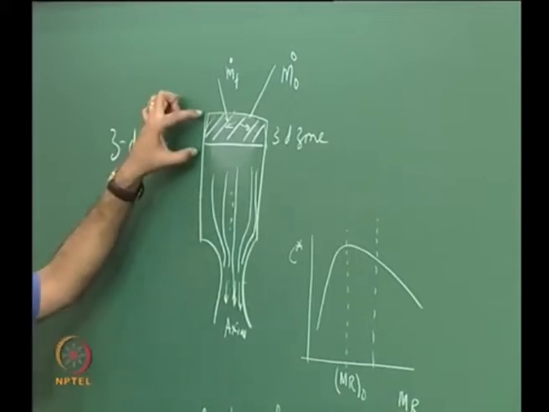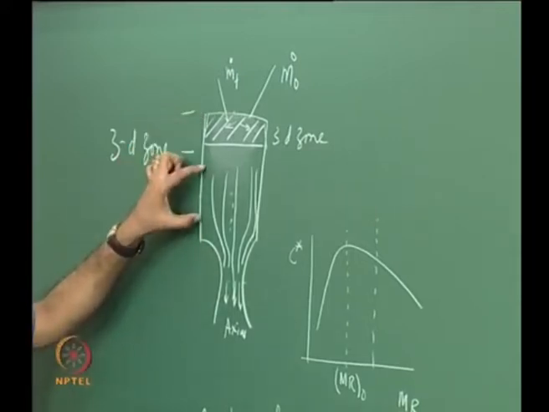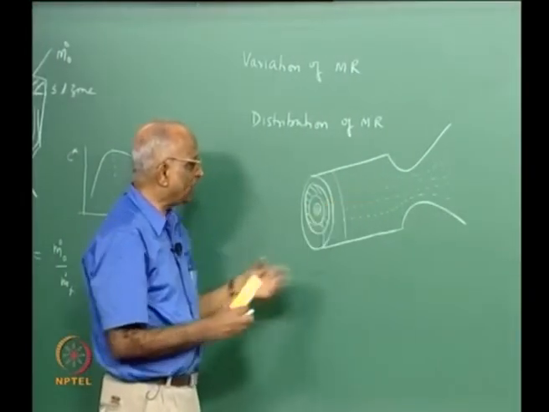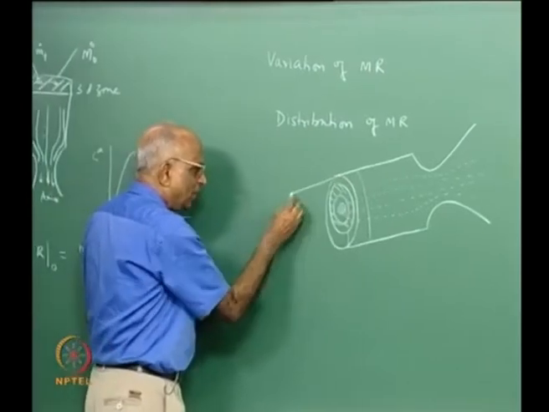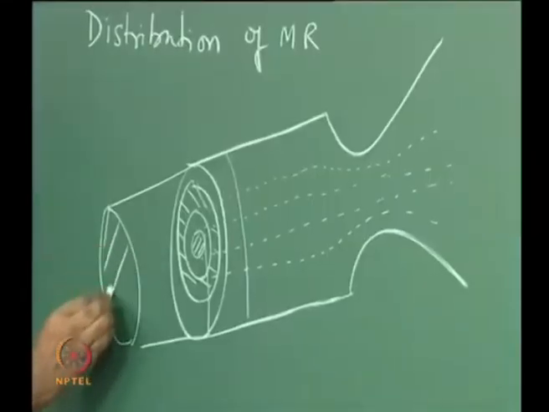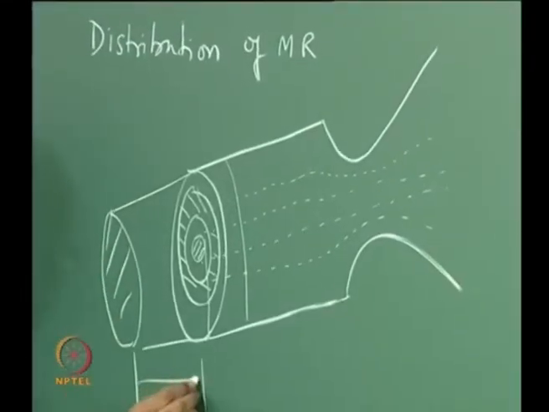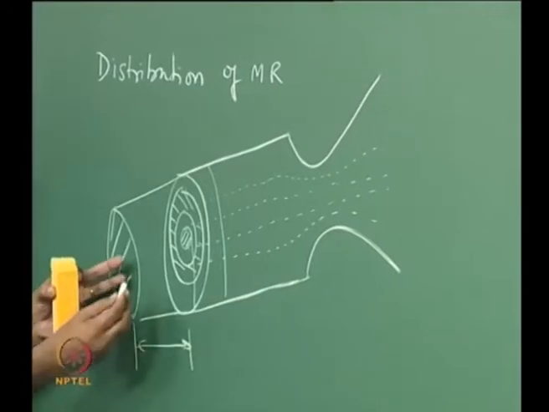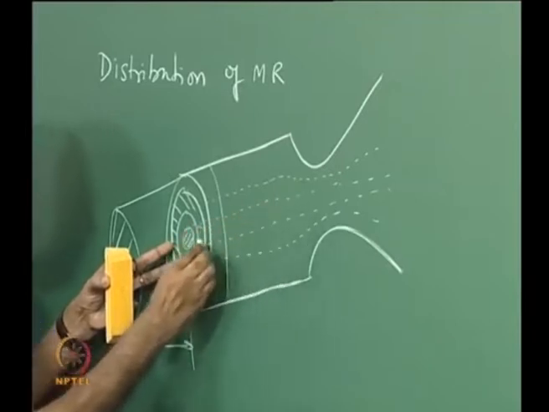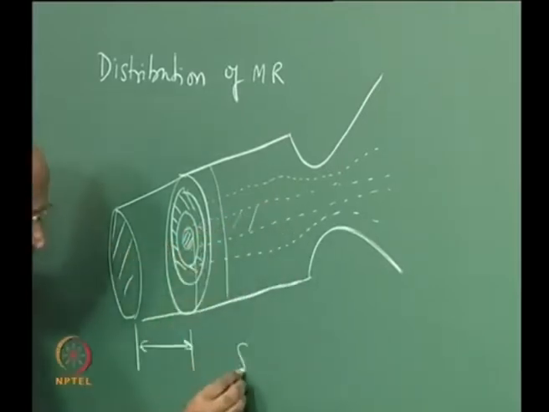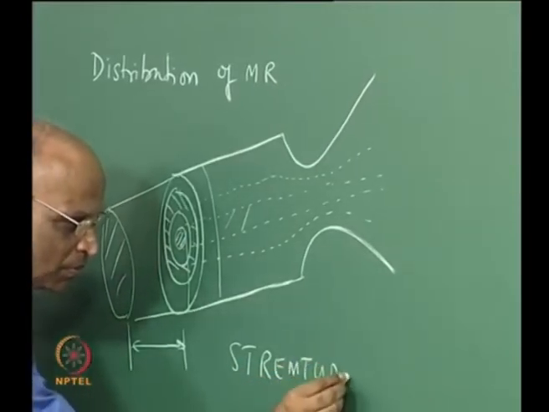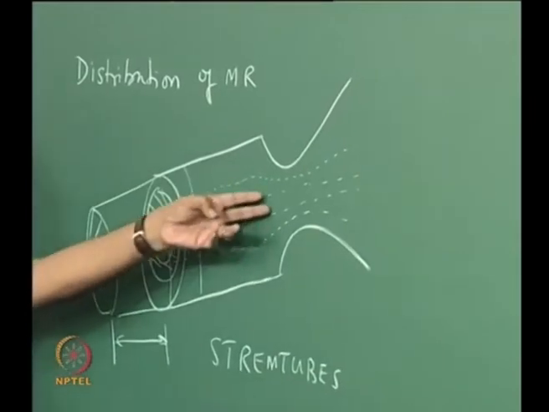Therefore, I say yes, initially I have a three-dimensional zone, but subsequently I can think in terms of tubes or stream tubes which are going axially. Now, I slightly extend this figure. I say this is my injector over here. I have initially a zone wherein the three-dimensional flow takes place, and thereafter, since the flow at the throat is one-dimensional, I have something like stream tubes, in which maybe combustion takes place.